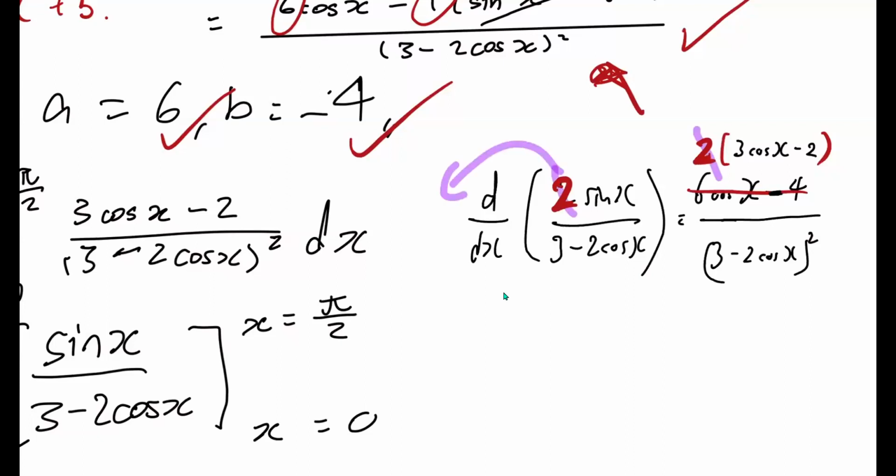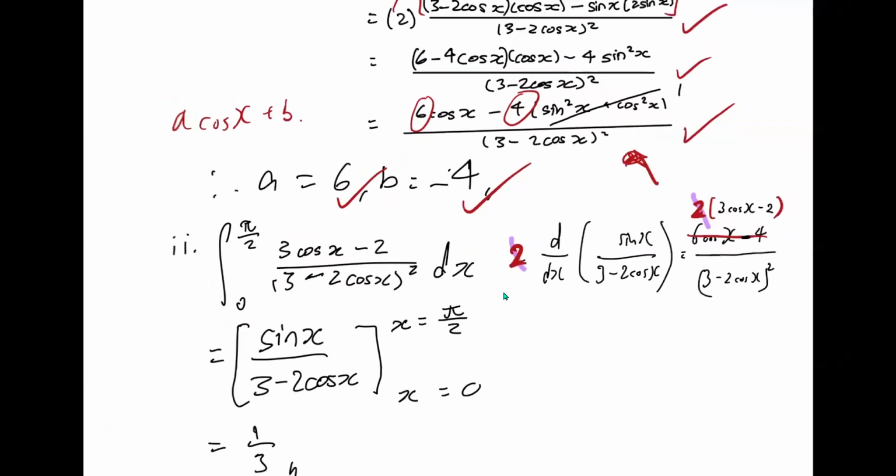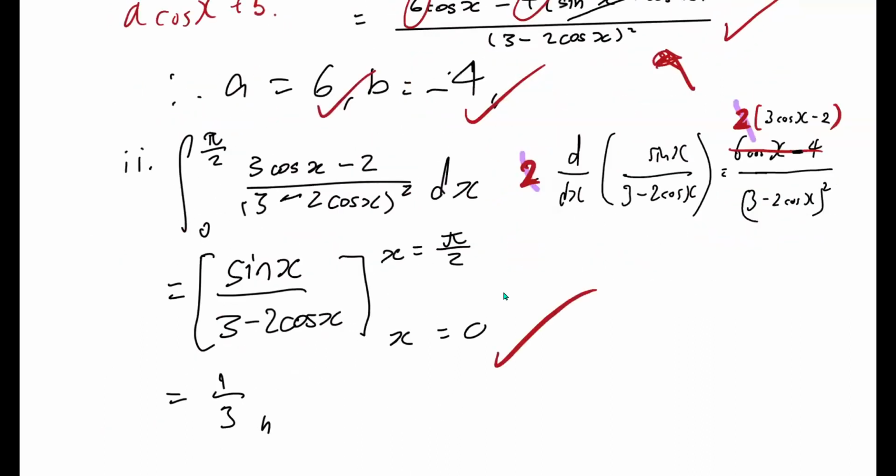Okay, then maybe that's more accurate to do. It's more accurate to factor out the 2 first, then cancel 2 on both sides. So that's how you get sine x over 3 minus 2 cos x. Good. Sub in pi over 2 and 0 and get a 1/3.